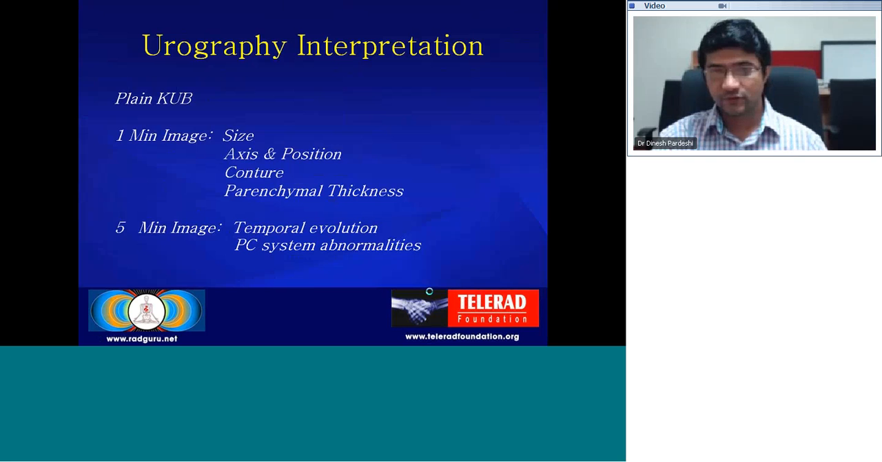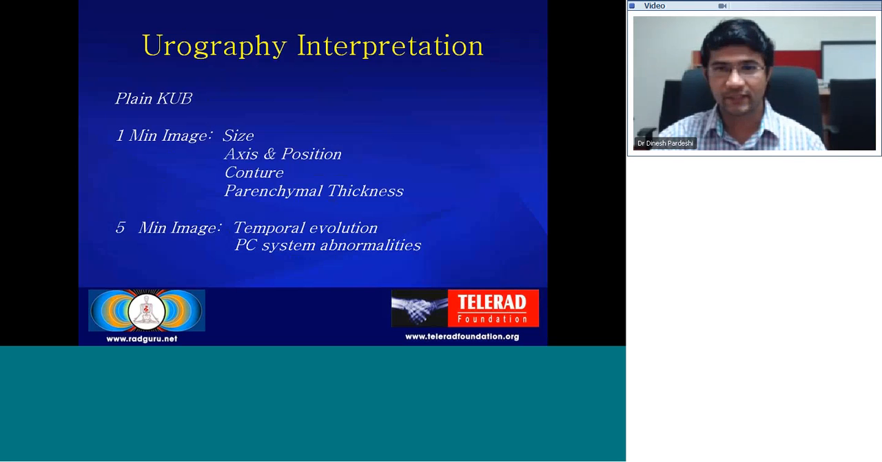So we have covered the normal positioning as well as the normal film sequence which we usually take. It is the full KUB film, followed by the 1 minute film, followed by the 5 minute film, followed by the compression, then release film. After that there is a full bladder film and the post void bladder film. Usually the entire procedure is over in 30 to 45 minutes, or maximum 1 hour. So now let us see what each film will help us with, and what we are going to interpret in each film.